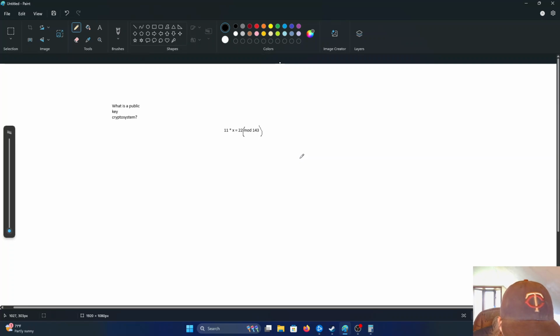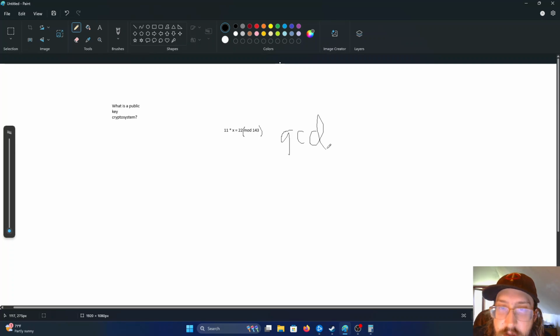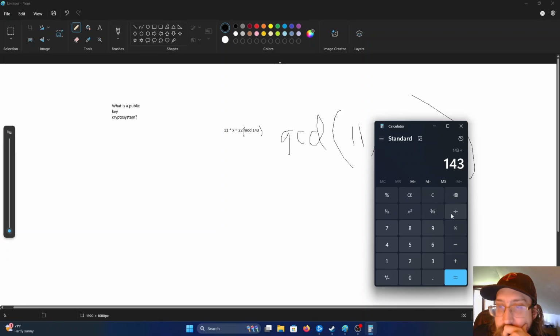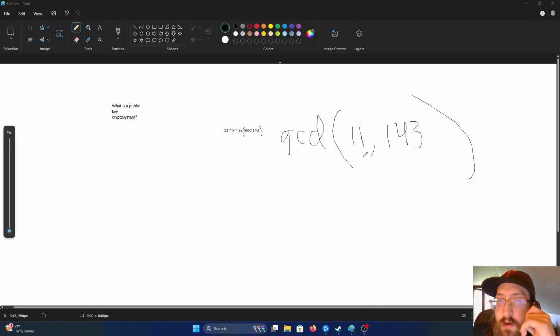If GCD of a, n equals 1, then there's exactly one solution. So GCD, greatest common divisor, of 11 and 143. Let's see, 143 divided by 11 is 13. So 11 is the greatest common divisor of 11 and 143. Therefore, there are 11 solutions to the equation 11 times x equals 22 mod 143. Okay.